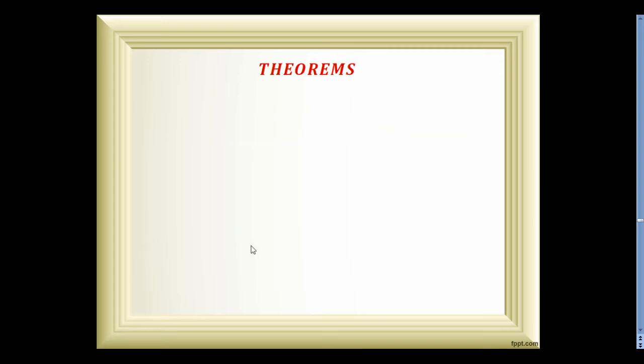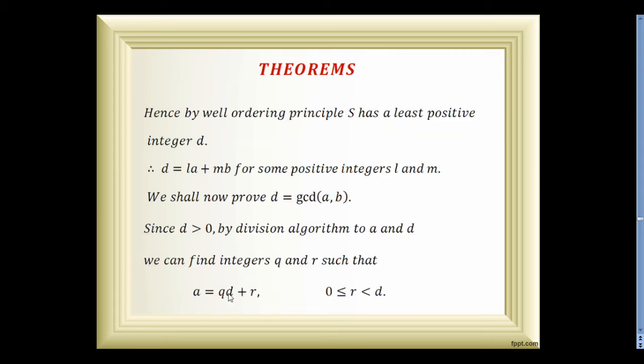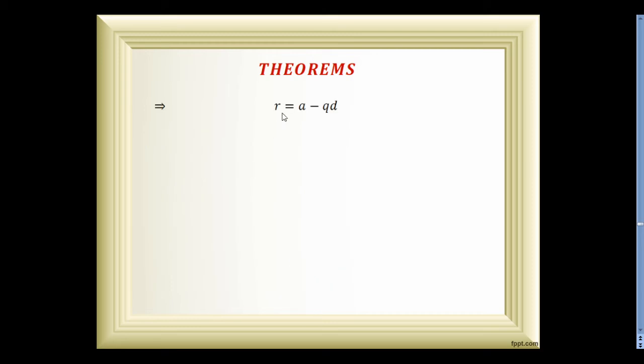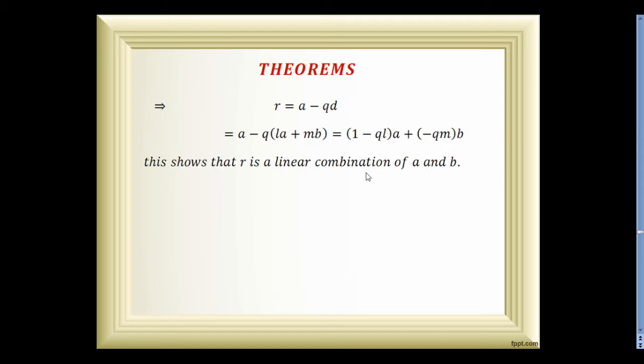R is equal to, from the previous slide, you can bring QD to the opposite side and write R is equal to A minus QD. Then this D value is already defined as LA plus MB. On substituting and simplifying, we get (1 minus QL) into A plus (minus QM) into B. This shows that R is a linear combination of A and B, something like XA plus YB.